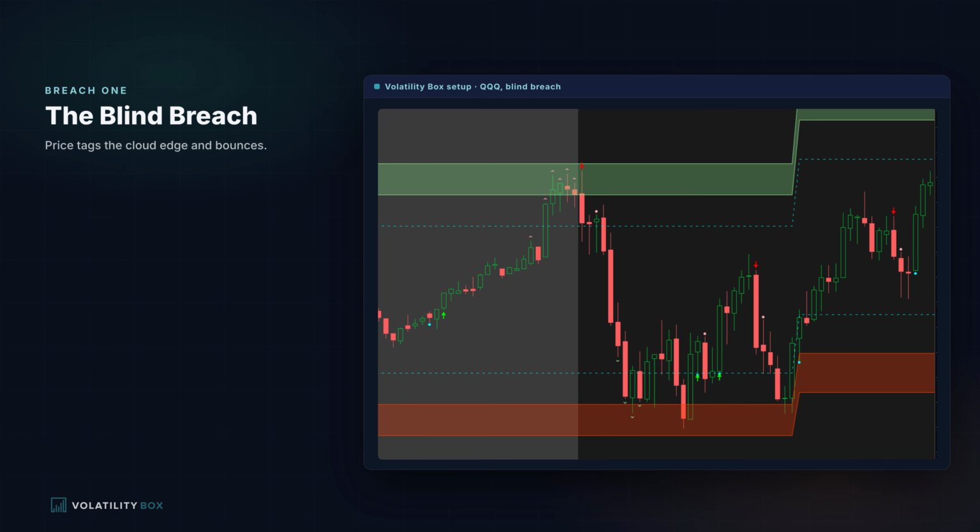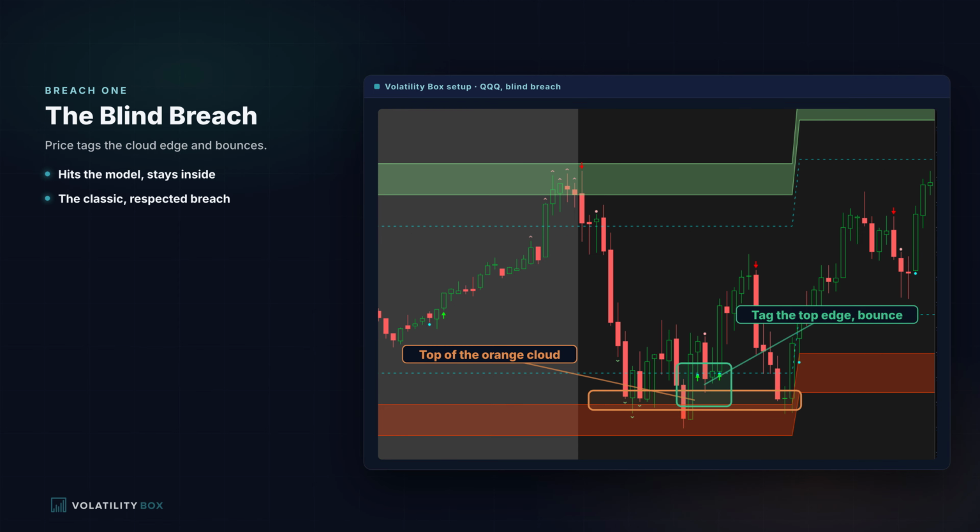Now, the blind breach is when price action hits the upper edge of the volatility box models. This is the upper edge of the clouds, and this is what we would call our traditional breach, where price hits the clouds, stays inside of the clouds, and then we see price bouncing. Usually it doesn't go outside of the clouds here, and that's where you know this is a traditional classic breach, the ones that you see most often in our YouTube videos, the ones where volatility is being respected, and we have a very nice and clean, easy to read volatility edge.